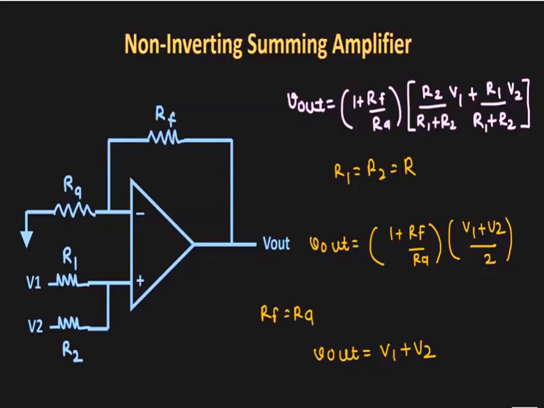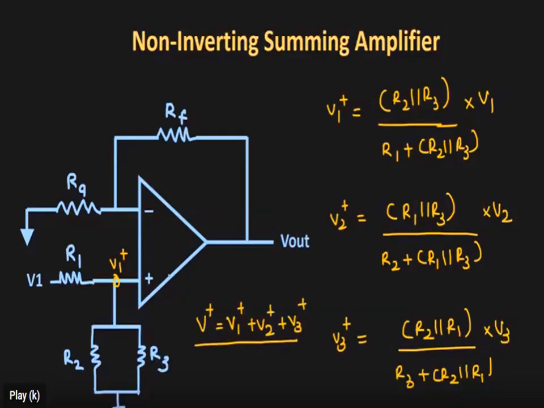I am just assuming that R1 is equal to R2 is equal to R. So I can write V out is equal to 1 plus Rf by Ra, times V1 plus V2 by 2. If I consider Rf is equal to Ra, then 1 plus 1 is 2, and the 2 will get cancelled. Finally I will get V out is equal to V1 plus V2.